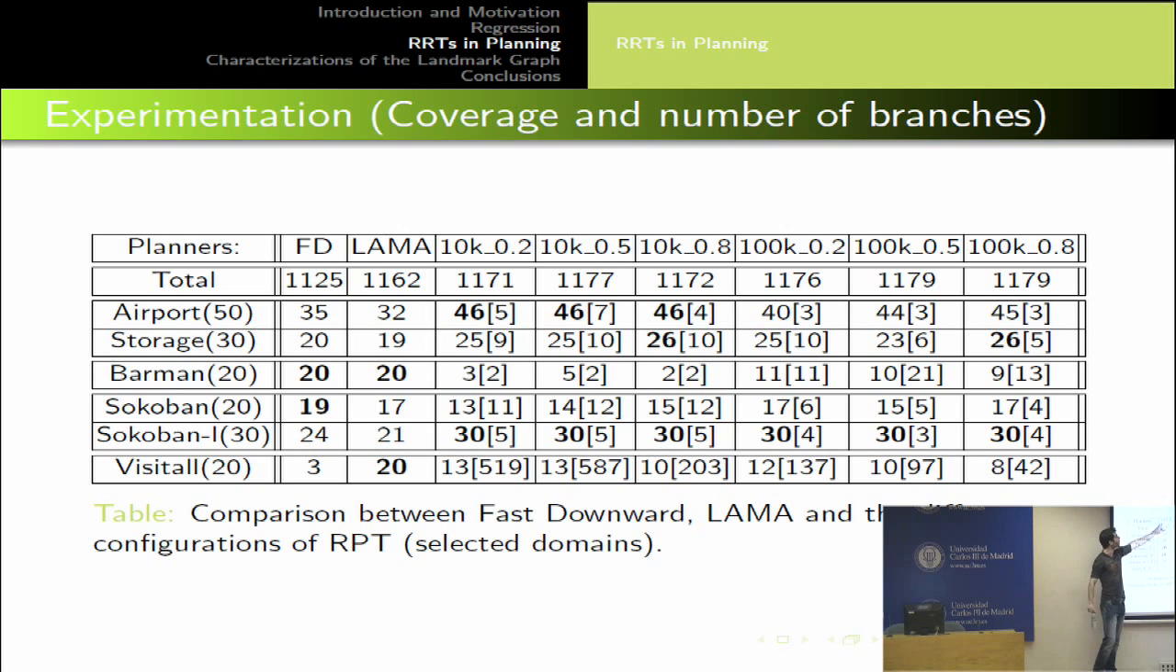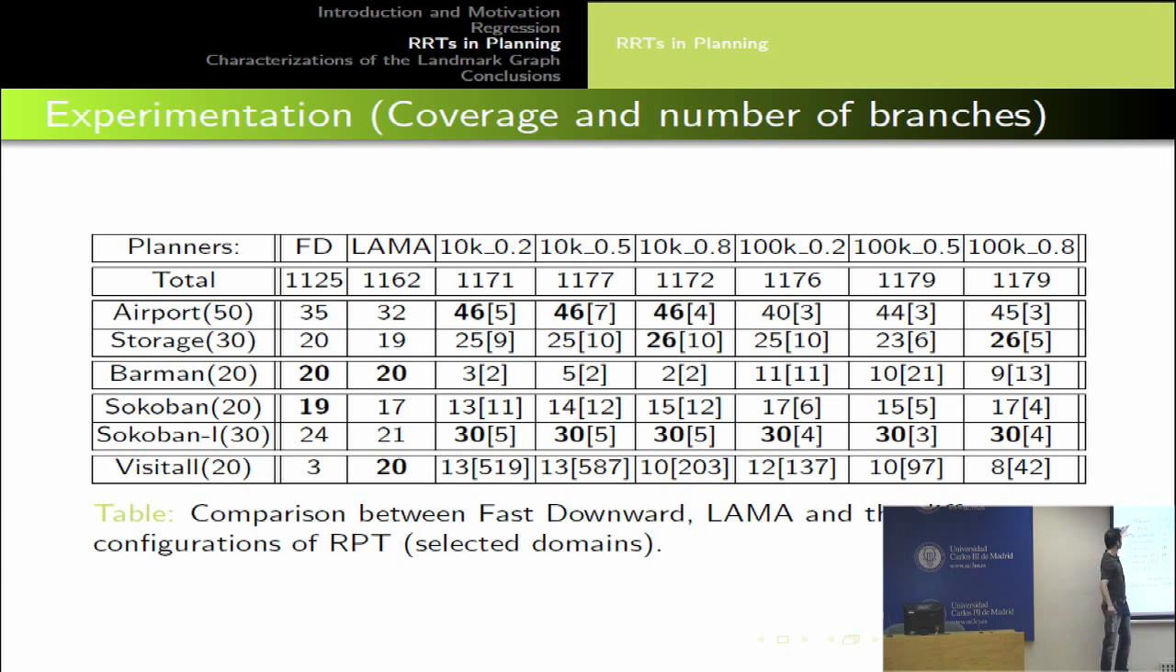So again, number of problems solved. Fast Downward is Fast Downward with greedy best-first search, preferred operators, FF heuristic. These are base planners too, right? Because we use a base planner for these local searches. LAMA, winner of IPC 2011. And these numbers here are all RRT configurations. This is the epsilon, number of nodes, 10K and 100K. And this is P, right? So basically, these three here do smaller searches. Those three there do bigger searches. This means most of the time it goes towards some random state. Most of the time it goes towards the goals, right?